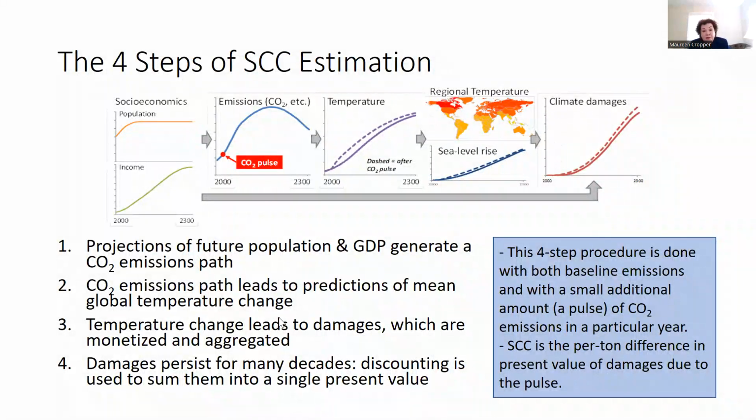finally, but penultimately, step 3 is attempting to monetize the damages that these changes in temperature, sea level rise, and so forth will cause. But given they're going to last for a long time, they have to be discounted to the present. And as it says here, the social cost of carbon is the per ton difference in the present value of damages due to this pulse of CO2 emitted today.